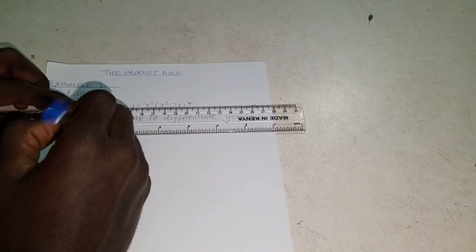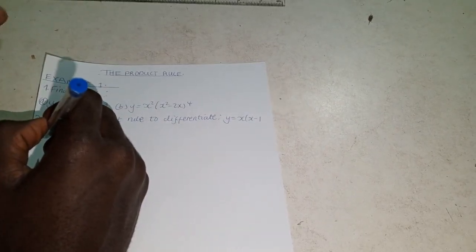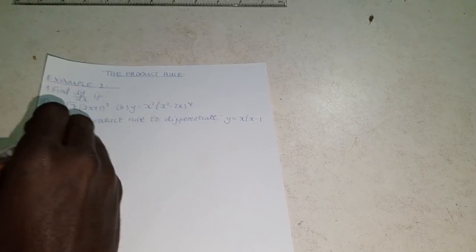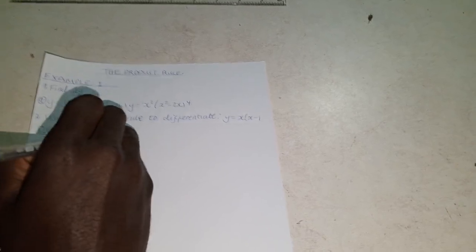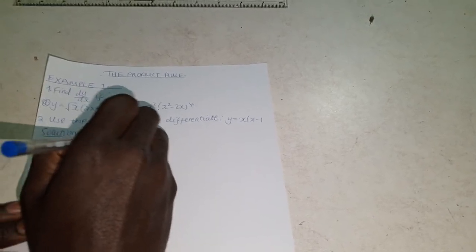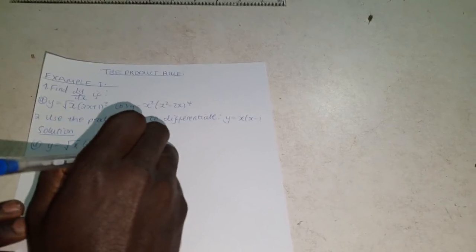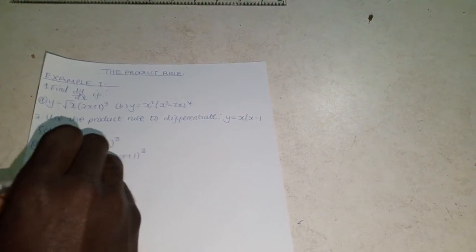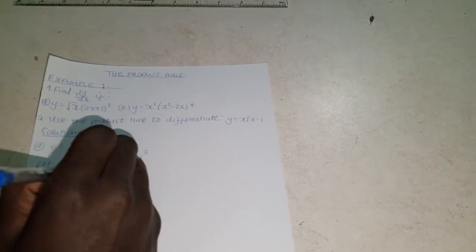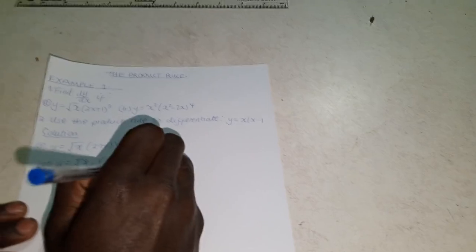Okay. Then after writing solution, we get on with the answering, which is A, we have y is equal to square root of x multiplied by (2x + 1) raised to the power 3. We'll say let u be equal to square root of x, v be equal to (2x + 1) raised to the power 3. And then u can also be written as x to the power 1/2. And then let's just write v again, which is (2x + 1) raised to the power 3.